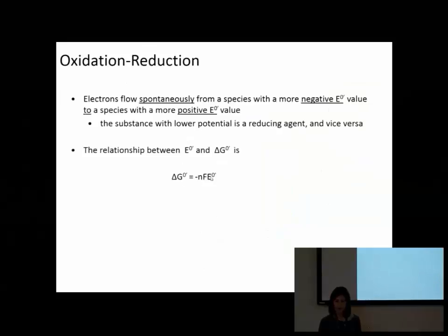So positive cell potential, negative delta G. From this, you will know that electrons will flow spontaneously from something that has a more negative standard reduction potential to something with a more positive standard reduction potential. This little prime means pH 7.